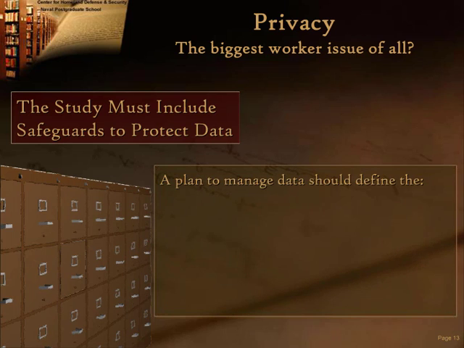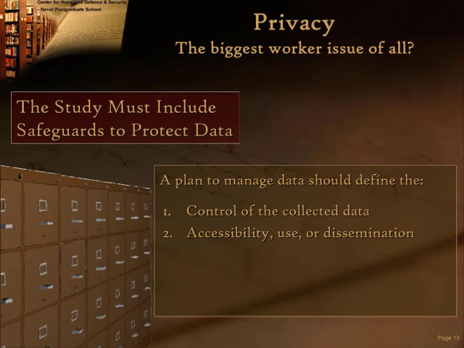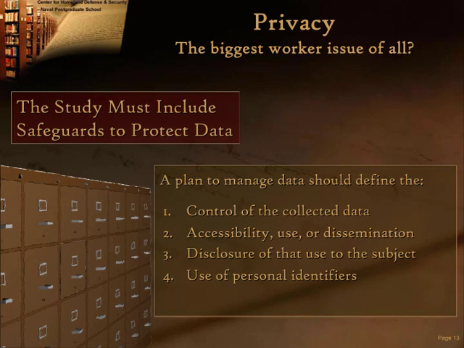A plan for the proper management of study data and records should clearly define the: 1. Control of the collected data. 2. Who is authorized, approved to access, use, or disseminate study data or results. 3. Disclosure of that use to the subject. 4. Use of personal identifiers. 5. Use or inclusion of study results in employee personnel or medical records.